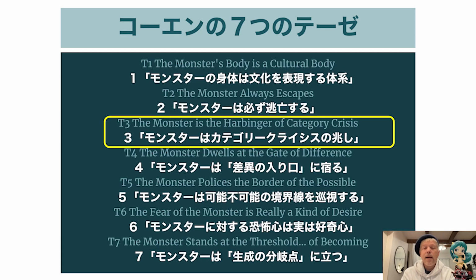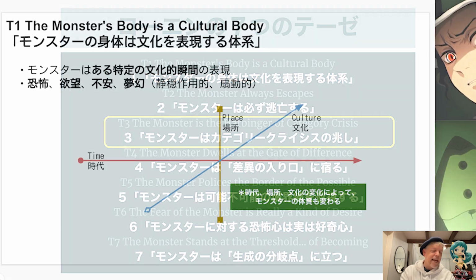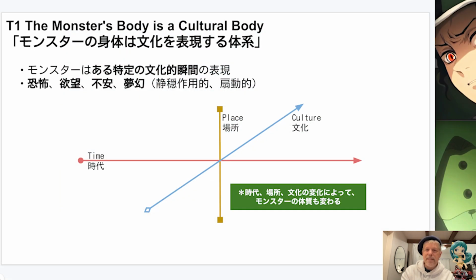This is the next part of my introduction to monster theory. Today we're going to look at the first thesis of Jeffrey Jerome Cohen's seven theses about monster theory and monster culture. Thesis 1 is: the monster's body is a cultural body. And I'm just going to explain a little bit what that means.